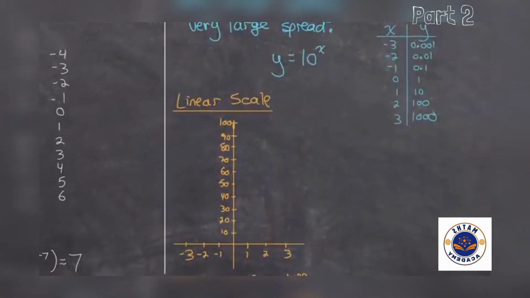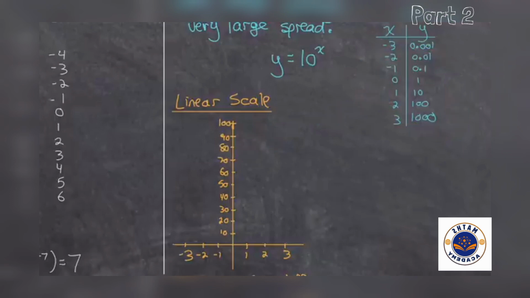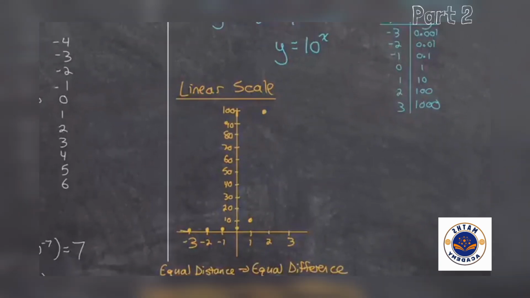And now if I were to take all of these points from the table and try and get them onto this graph, these first few points are going to be very difficult to plot because they're so small. And this point at the end is so big, it's not even going to fit on the graph. But I'll do my best to plot them. And if I connect them to show what this function looks like, I get this exponential curve.